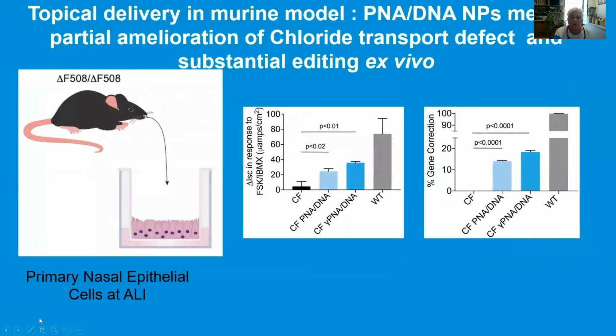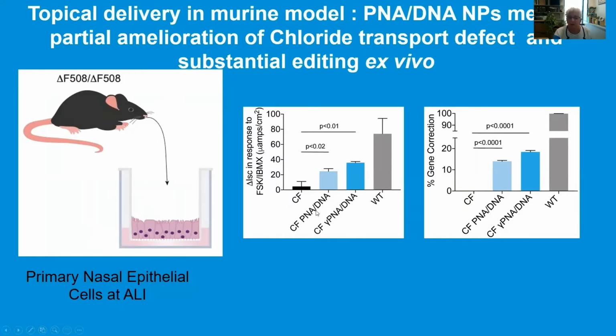We went on to look at topical delivery in a mirroring model. Here we harvest the cells of our CF animals. We grow them, expand them, grow them at air-liquid interface, and then again treat with PNA DNA topically, basolaterally, and look at short circuit current as well as gene correction.